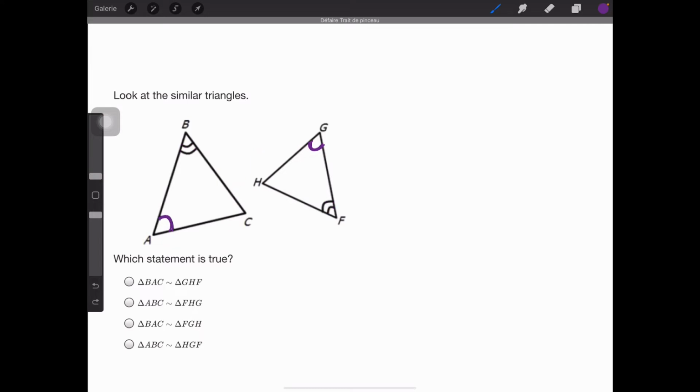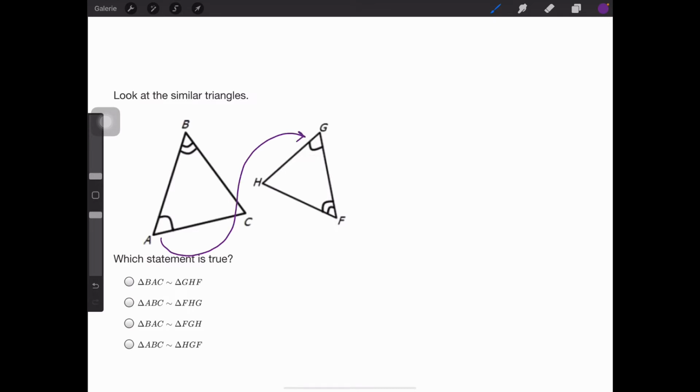So I have my similar triangles. I'm going to start by matching the sides. So angle A has the same angle as angle G. So I know that A and G are going to be the same. Next, I'm going to match B. So B has the same angle as angle F. So I'm going to write F right underneath B to show that those are corresponding, that those are the same angle.